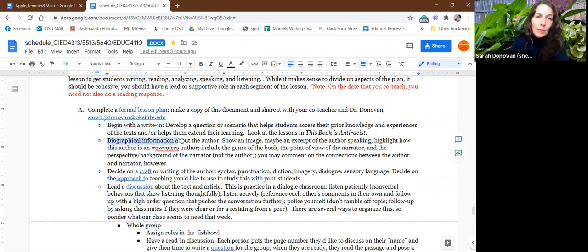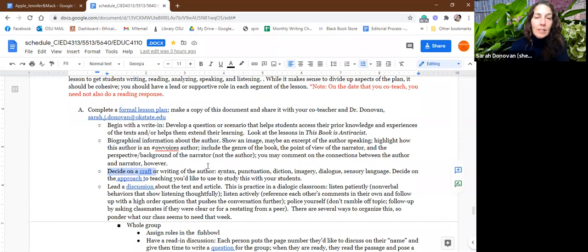If this is the first time we're looking at the book, you might look at biographical information, so an image, a video, an excerpt. Talk about the genre, the narrator, and the perspective. And so if we're splitting it over 2 classes, the perspective of the narrator might change as the book goes on. So you do want to address that.